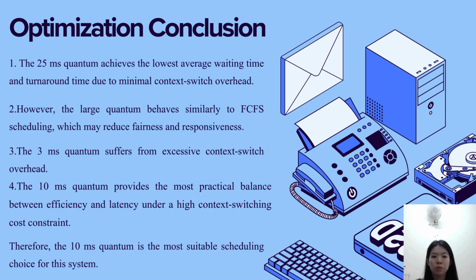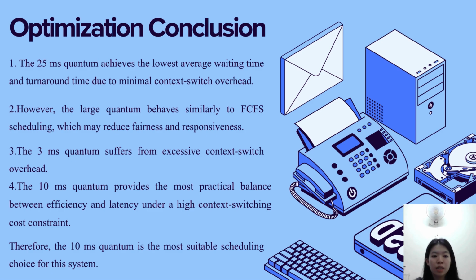I will present the optimization conclusion for our project. To conclude, our simulation revealed a classic trade-off of operating systems. While the 25 millisecond quantum achieved the best raw performance metrics due to the minimal overhead, it carried a hidden cost. A very large quantum causes the system to behave like first come first serve. This reduces fairness and makes the system less responsive for the shorter tasks.